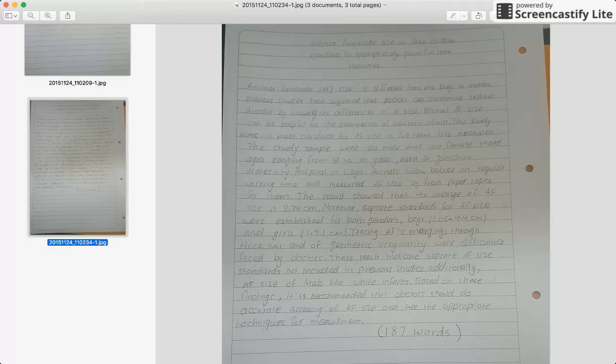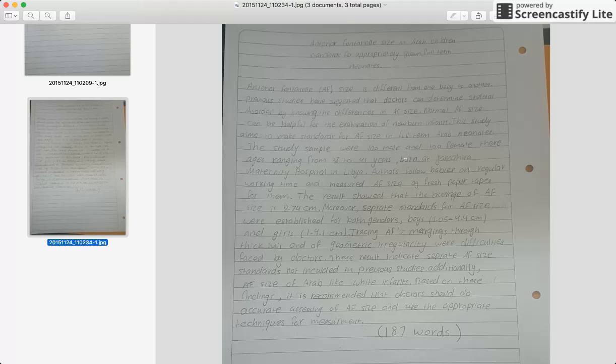Good. Okay, the study sample were 100 males, 100 females. Their age range from 48. Okay. Born at Jumeirah Maternity Hospital in Libya. Good. Okay, authors. Okay, authors followed the babies?